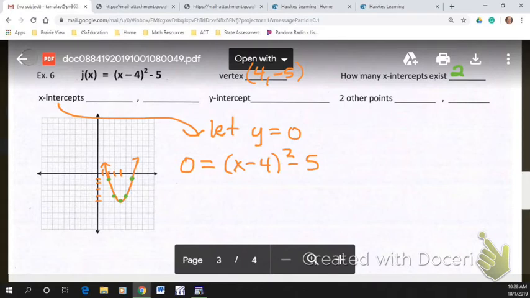Nice. Okay, so how do I solve one of those? I did that in chapter 2. You gotta get x by itself. How can I do that? Add 5 to both sides. So if I add 5 to both sides, I'm going to end up with 5 equals parentheses x minus 4 quantity squared. Now square root both sides, yes.